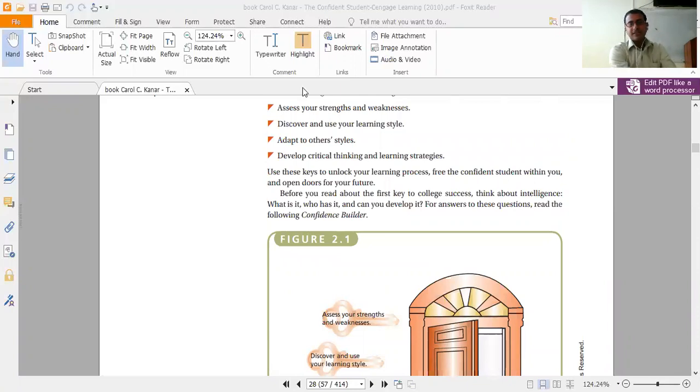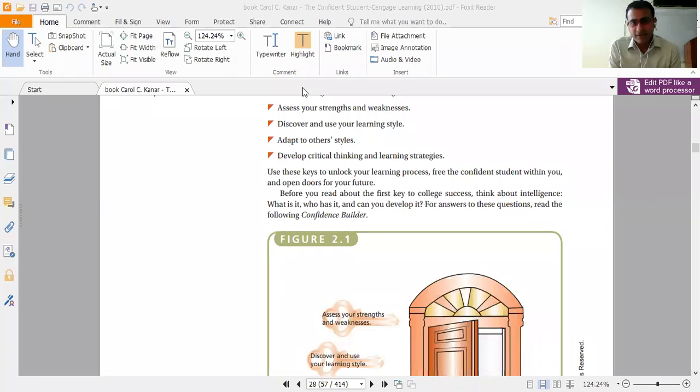So number 1 is assess your strengths and weaknesses. Again, you should know what your strengths are, what your weaknesses are, what your likes and dislikes are. For example, how much English you know, whether you are good at speaking skills, reading skills, writing skills, or what your problems are. Knowing the strengths and weaknesses will help you to decide about your major.